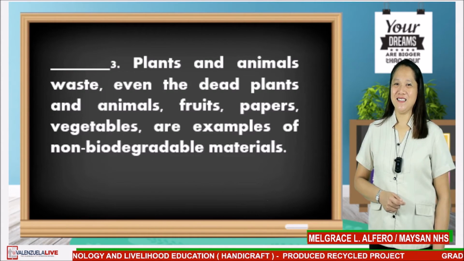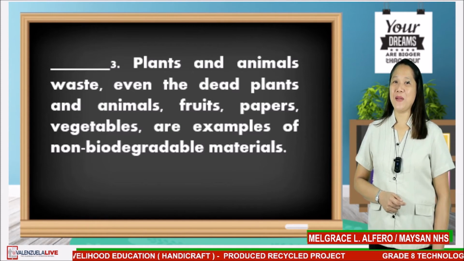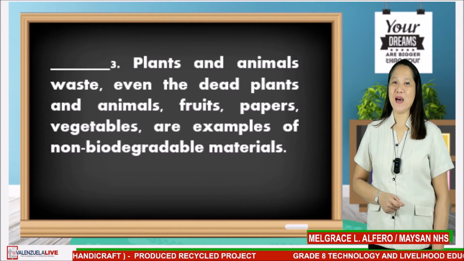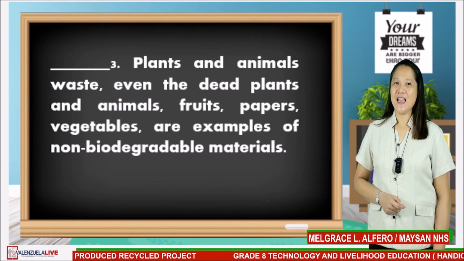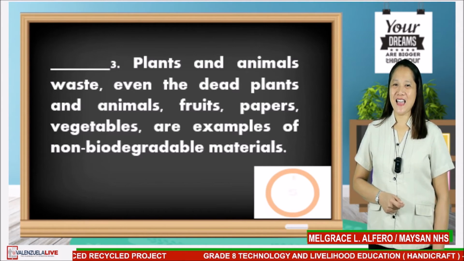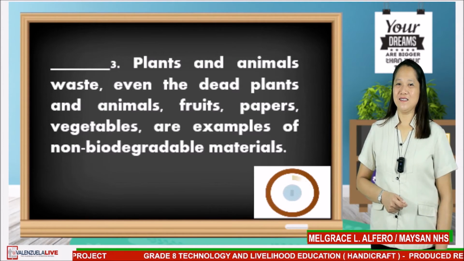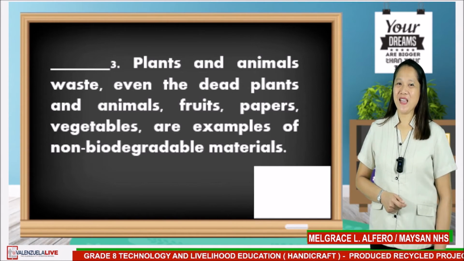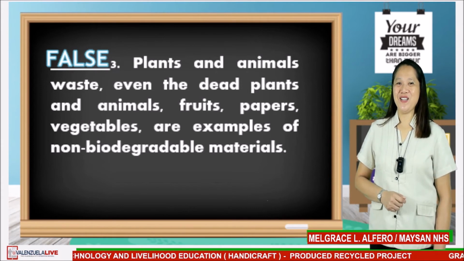Number 3, plants and animals waste, even the dead plants and animals, fruits, papers, vegetables, are examples of non-biodegradable materials. Is it true or false? Timer starts now. Time is up. What is the answer? The answer is false. You are correct.